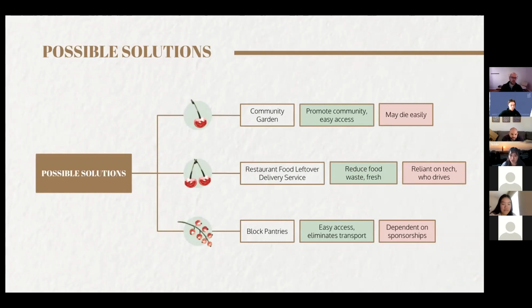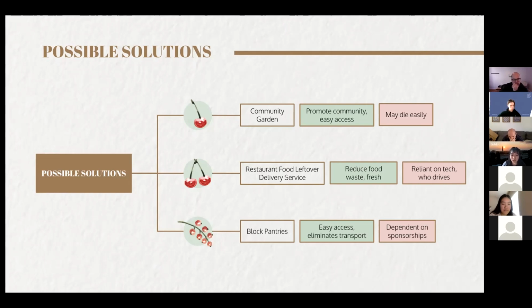The second solution I thought of was a restaurant food leftover delivery service. Basically, if a restaurant has leftover food, they can have it delivered for free to any low-income household. This can reduce food waste, and it can also provide fresh food, as it is probably from that day. However, this food delivery service is reliant on technology, which low-income families may or may not have. They may not have reliable Wi-Fi, and we would also have to figure out who is driving this food and how we are making money off of this if the delivery service is free.